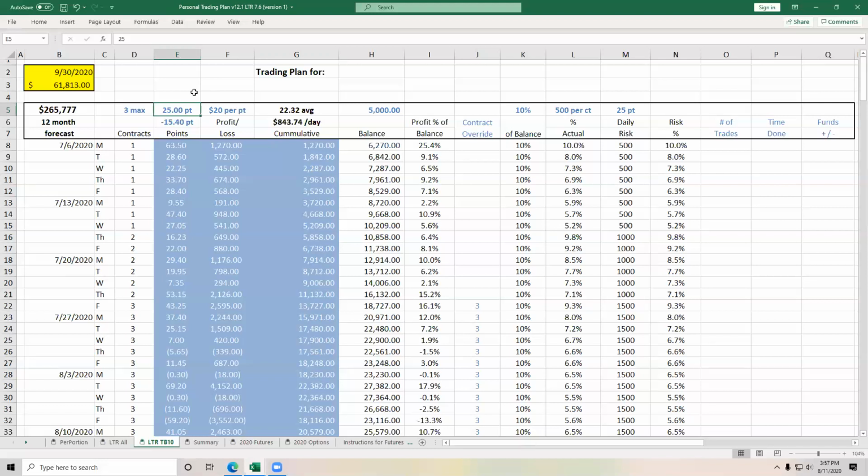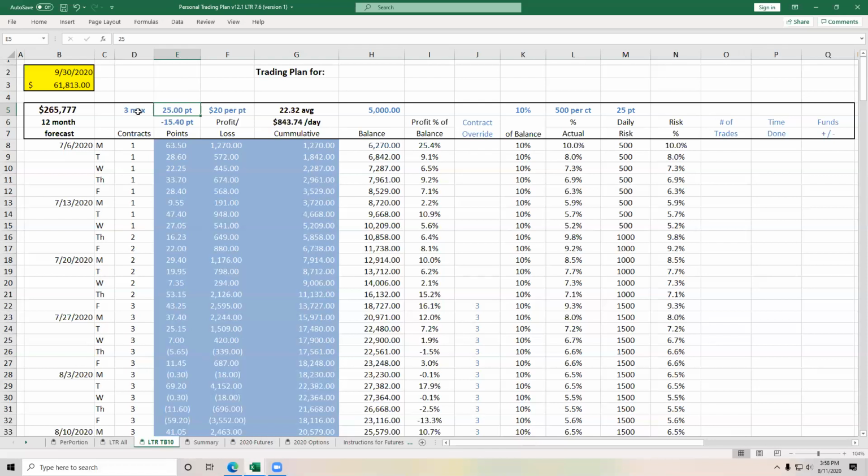Back in my corporate days, we referred to that as a run rate. What's my expense run rate? What's my revenue run rate? Well, my run rate for income right now is 25 points a day. My run rate for expense, I'll say losses, is 15.4 points 1 day a week. So I'm going to plan my future forecast based on reality.